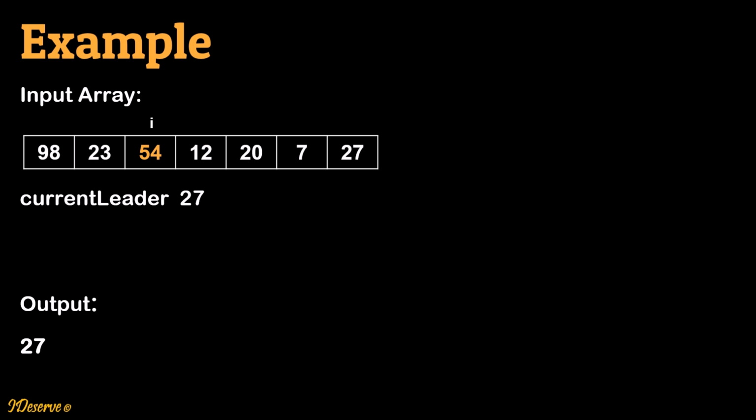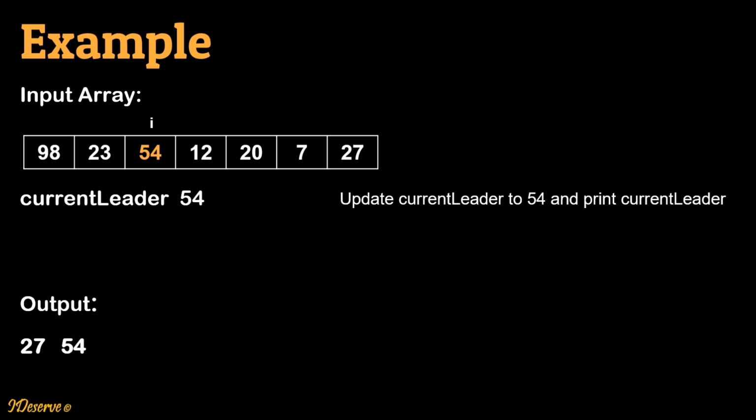Now current element is 54. Here 54 is greater than currentLeader, which is 27. So we update currentLeader to 54 and we print currentLeader. Now current element is 23, which is less than currentLeader, which is 54. So we move on to the next iteration.